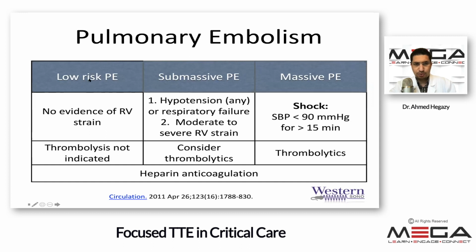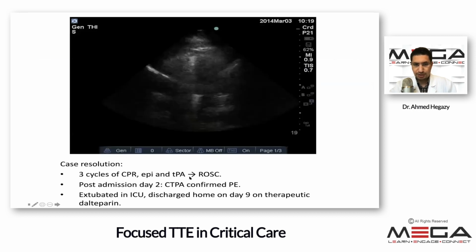Obviously, in cases of low risk PE, if there's no evidence of RV strain, then thrombolytics are not indicated. You just go with heparin in that situation.